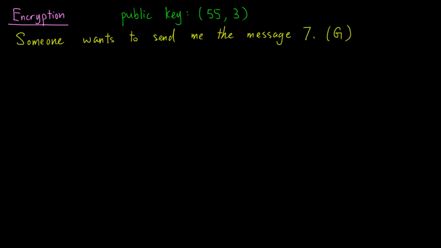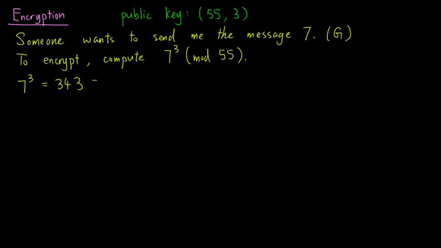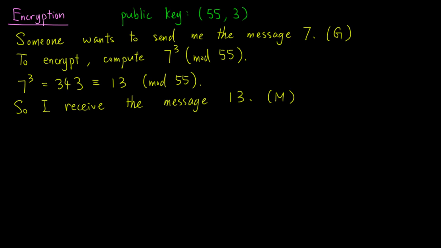Suppose someone wants to send me the message 7, which means G. To encrypt, this person needs to compute 7 cubed mod 55. Here, 7 cubed is 343, which is congruent to 13 mod 55. So the encrypted message is 13, or M, and this is the message that I receive.